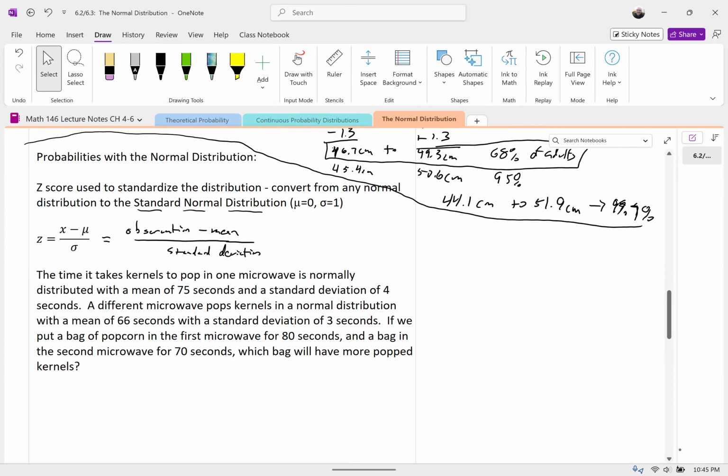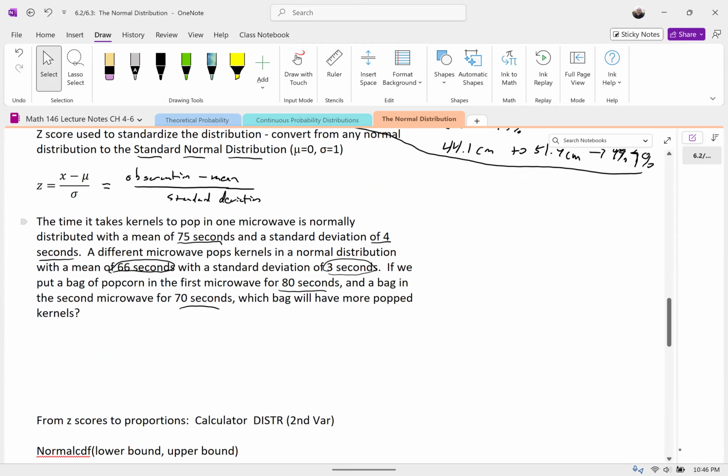So for example, if I have two different microwaves, one microwave pops with an average time of 75 seconds and a standard deviation of 4 seconds, and we have a different microwave that pops kernels a little bit faster. It takes 66 seconds to do it, and the standard deviation is 3 seconds. Both of these we're assuming are normal distributions. And we want to know if we put a bag of popcorn in for 80 seconds in the first one and 70 seconds in the second one, which bag will have more popcorn kernels popped.